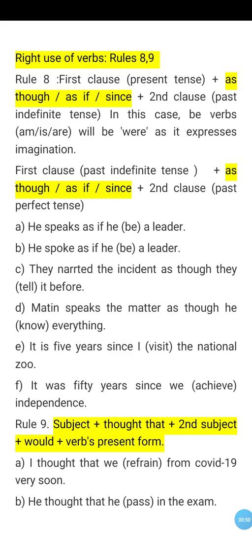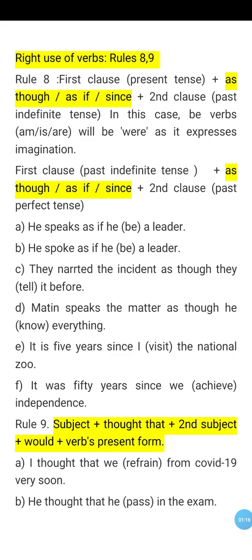First clause past indefinite tense plus as if, as though, or since, and the second clause will be past perfect tense. If you find two clauses added with as, though, as if, or since, and if you find the first clause in past indefinite tense, then you have to turn the second clause into past perfect tense.